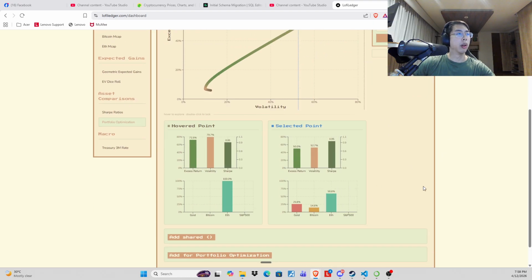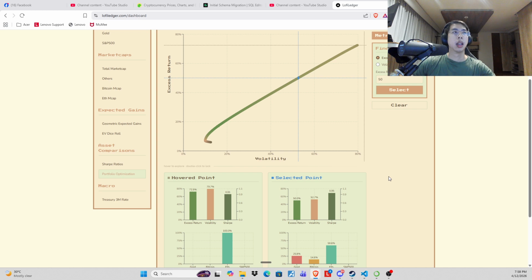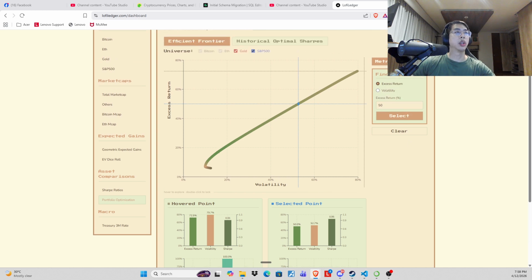So that's a portfolio of 59% ETH, 25% gold, and 14% Bitcoin, right? Yeah, so that's how this works. But just to show you how it works on the other things, you can also put in your current portfolio or any percentage of weights, and you can see how to optimize that.